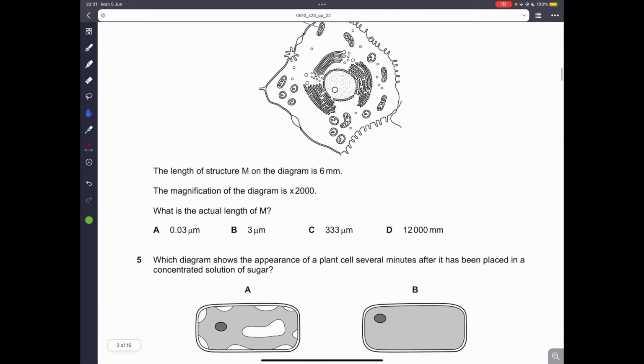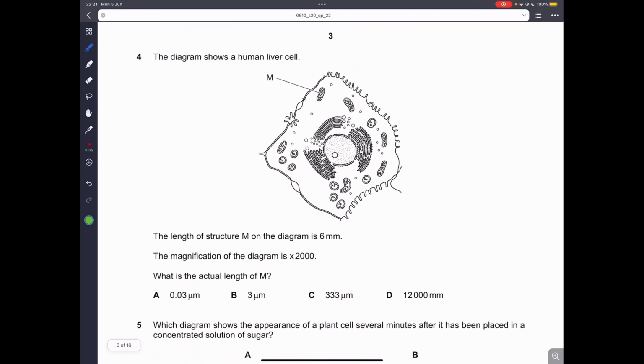Okay, let's move on. Question number 4. The diagram shows a human liver cell. The length of the structure M is 6 millimeters. This is the image size. The magnification is 2000. This is the magnification. Okay, what is the actual length?